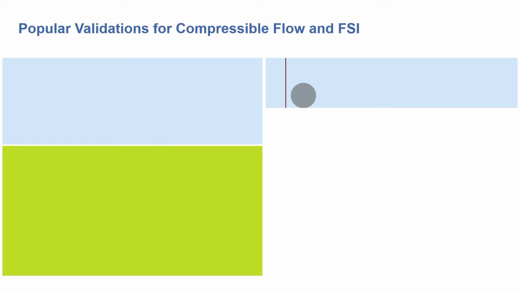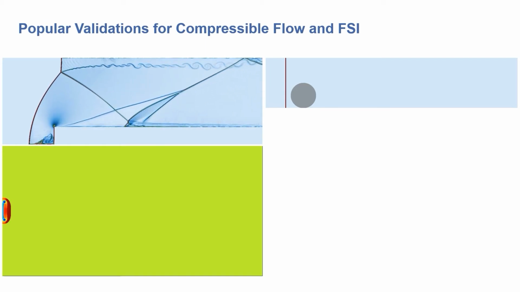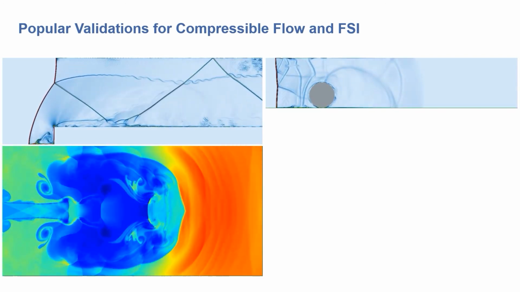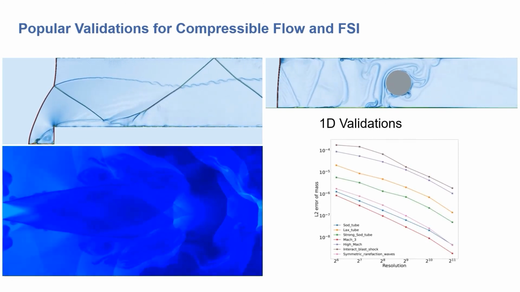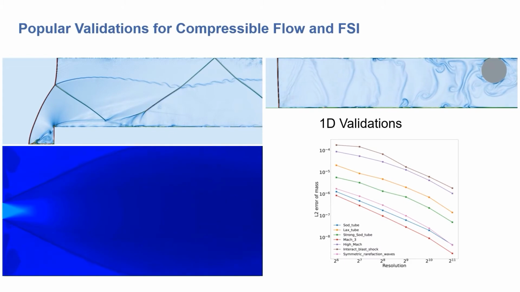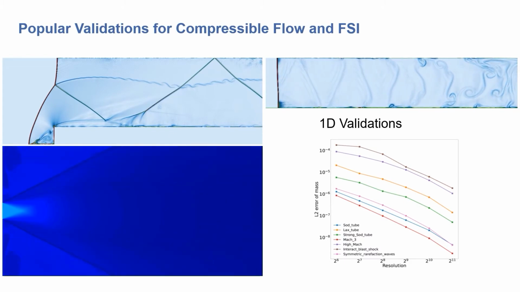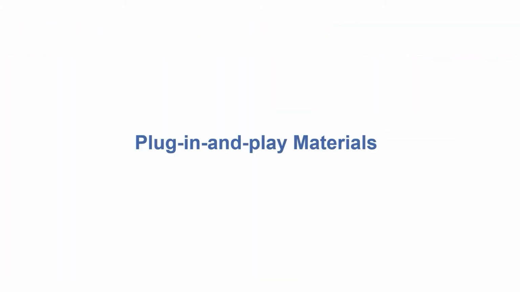Our method is accurate in several famous validation cases, like the stair flow, the Mach diamond, and the cylinder lifting experiment. We validate the solver's mesh independency on 7 different one-dimensional cases. Our solver is accurate and reliable. Our method supports plug-in-and-play materials for the solid phase.